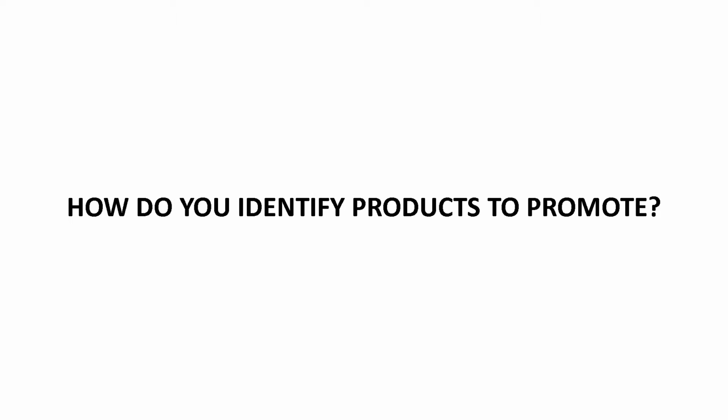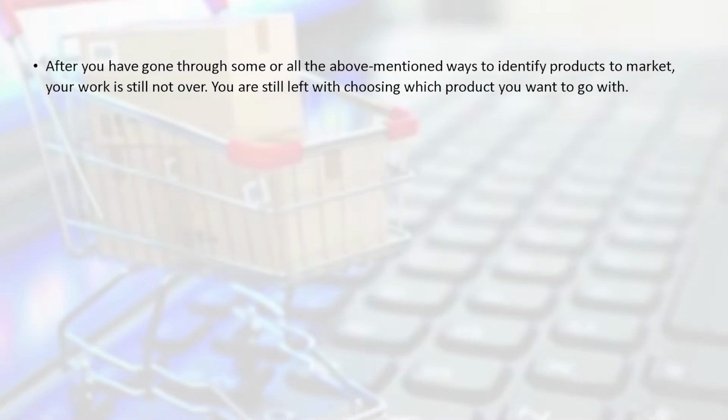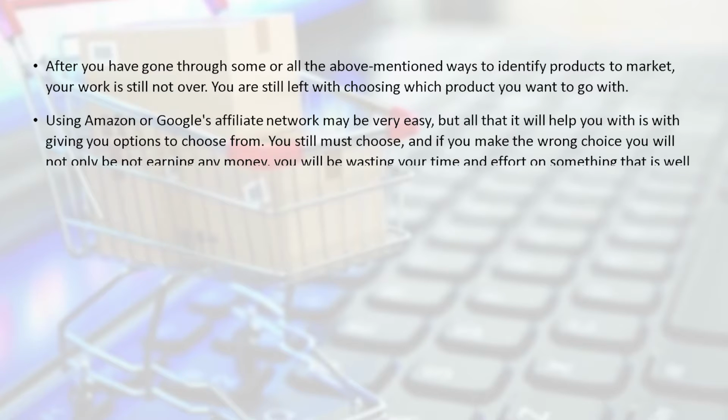So how do we identify products to promote? After you've gone through some or all of the above mentioned ways to identify products to market, your work is still not over. You're still left with choosing which product you want to go with. Using Amazon or Google affiliate networks may be very easy, but all that will help you with is giving you options to choose from. You still must choose, and if you make the wrong choice, you will not only not be earning any money, you will be wasting your time and effort on something that is better spent elsewhere.